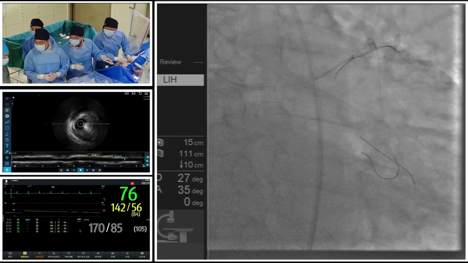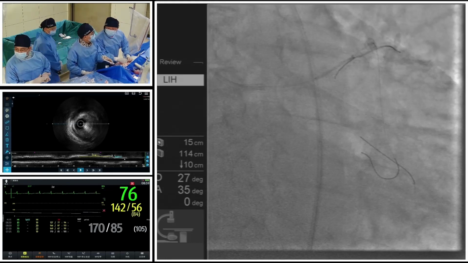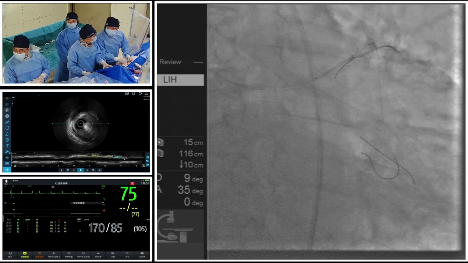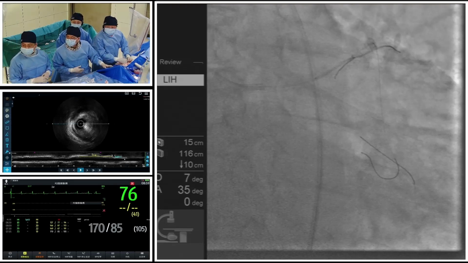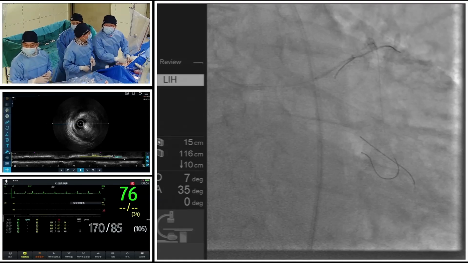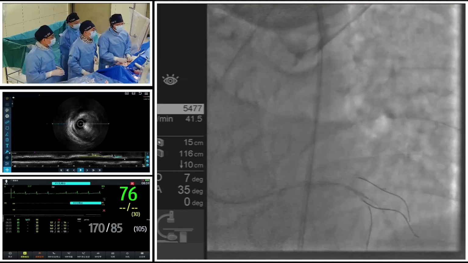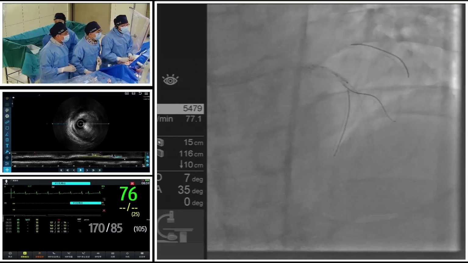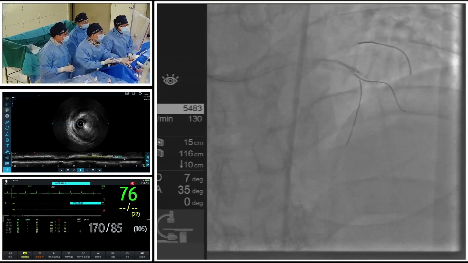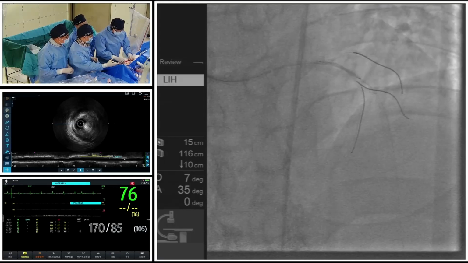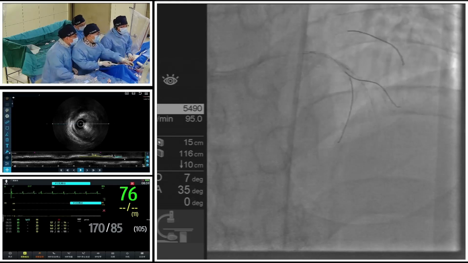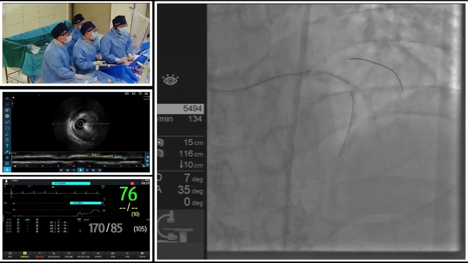3.5 short stent, please. 3.5 short stent. Do you have a 3.5 short stent? 13, 12, something. 13, okay. I think we need to withdraw a little bit. Okay. Install the diagonal wire first. This one should be the diagonal.